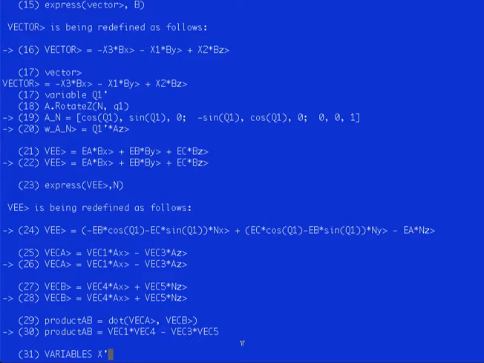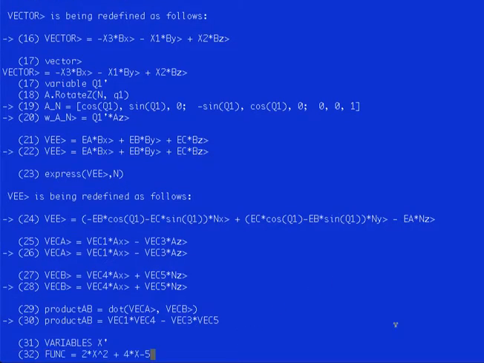So let's define a variable. Actually, we're going to define two variables, in this case x and x prime. Okay, those are just scalar variables, x and x prime. And I'm going to define a function here. Function equals 2x squared minus 4 plus 4x minus 5. So this is a quadratic equation: 2x squared plus 4x minus 5.